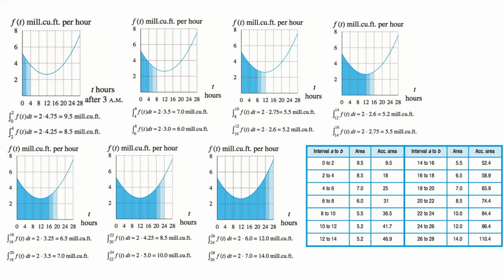Now, if we look at the light blue, we're going from 2 to 4. And so then we have 2 and then almost 4 there, plus a little bit more. So we're going to say it's about 4 1/4. So multiply those together, we get about 8.5 million cubic feet.